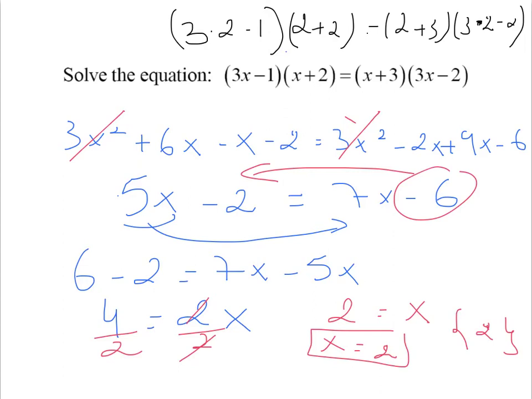Now, what we got, 3 times 2 is 6. 6 minus 1 is 5, right? 5 times 4 is 20. Good. Now, here we get 20 for this one. Now, we're supposed to get 20 on the right side here. Now, 2 plus 3 is 5, right? 3 times 2 is 6. 6 minus 2 is 4. So 5 times 4 is 20. And the answer is correct. I hope you got the idea, but this is one of the ways you solve the equation.